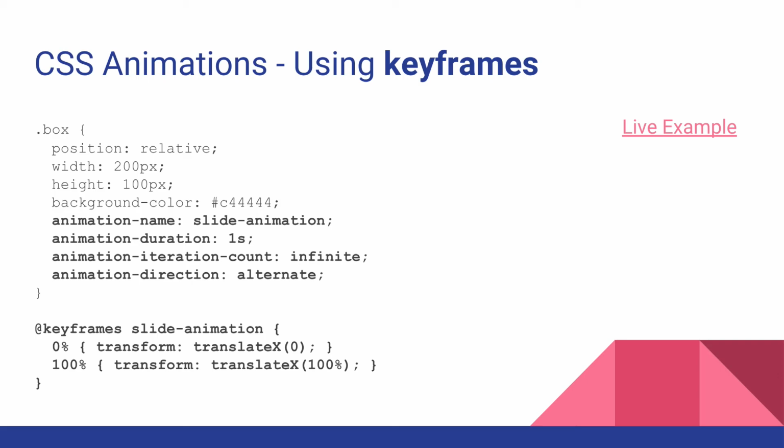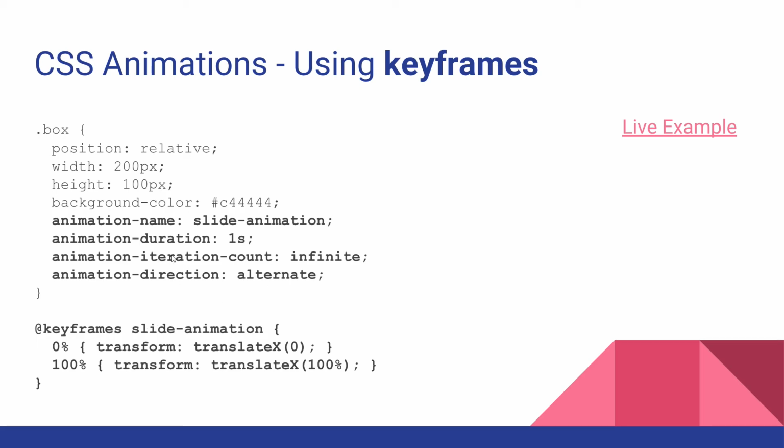Keyframes allow you to define basically a timeline of how an element is going to animate, and then you can assign that animation to an element. So in this example, I'm going to assign to my box an animation called slide animation, which I defined in my keyframes right below.